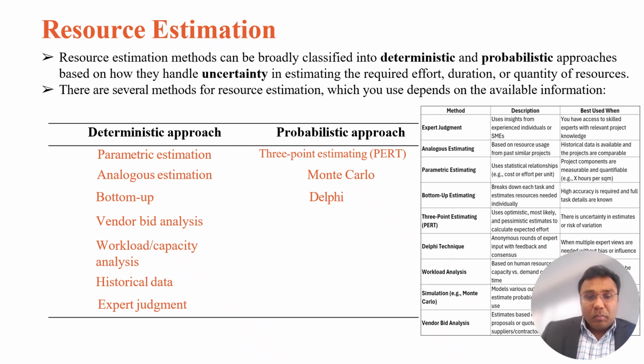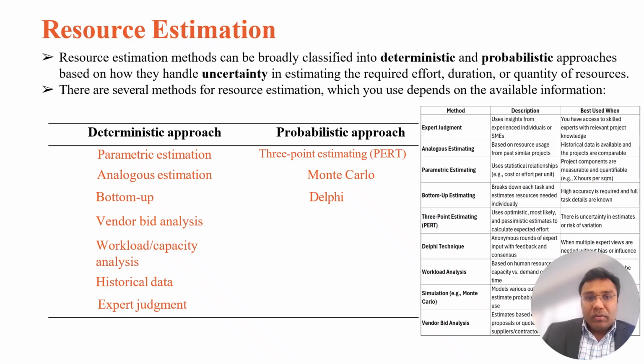The third one is bottom-up estimate, which breaks down tasks using your WBS. I think you've seen that in week 2 of your PMGT 1865 course. You look at the work breakdown structure; it is the most accurate, but it is mostly time-consuming work. Then there is vendor bid analysis, usually based on supplier quotes. You go to the market, ask for different quotes, and it is good for outsourced work. If you want to outsource work to subcontractors or third parties, you can use vendor bid analysis.